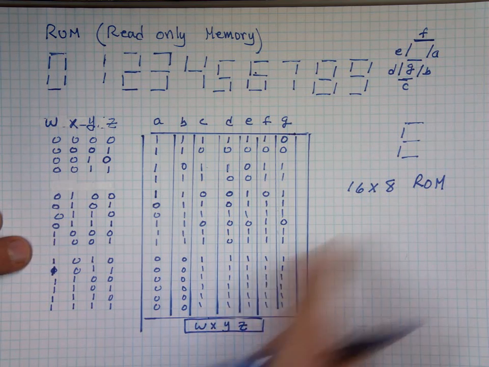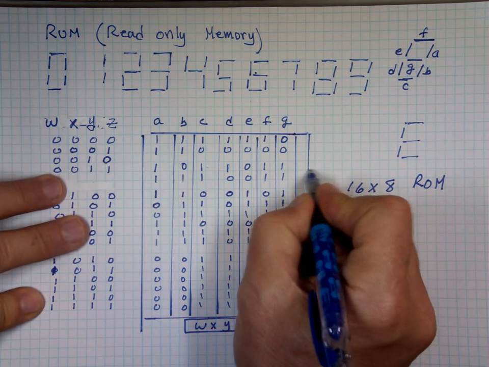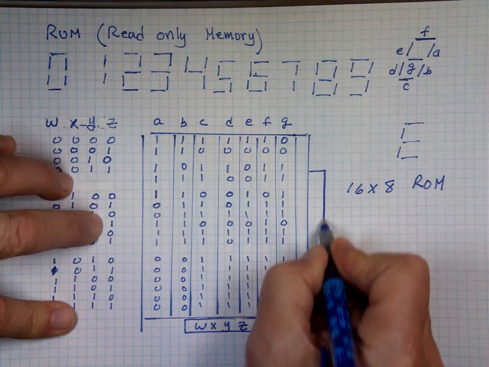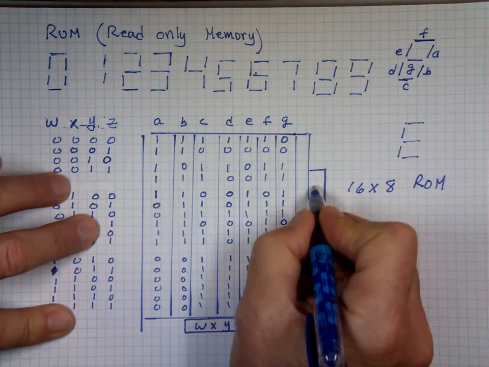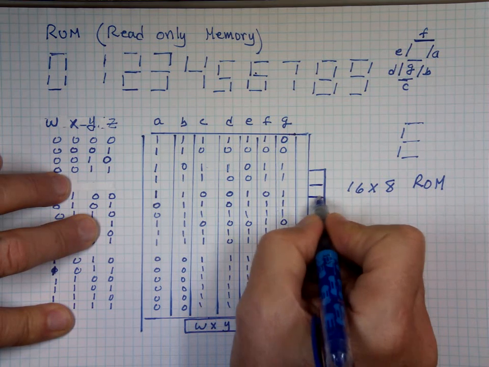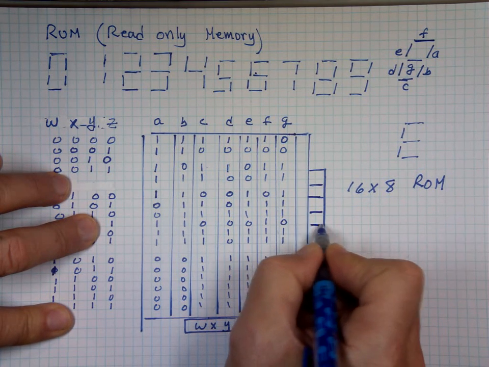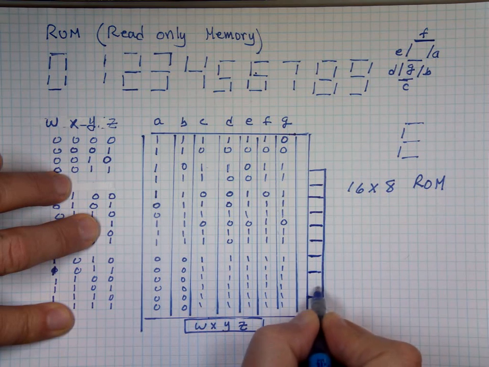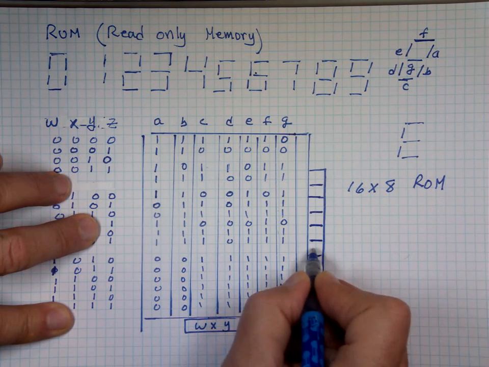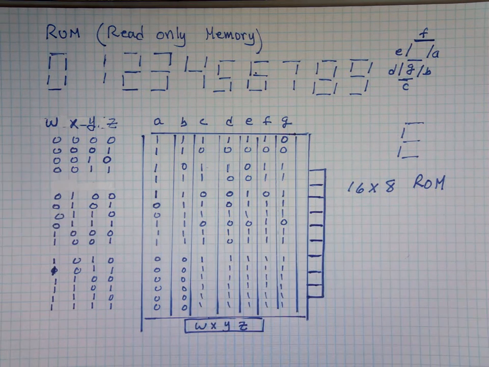And this 16 by 8 is going to have 8 slots here for your output. 1, 2, 3, 4, 5, 6, 7, 8. 1, 2, 3, 4, 5, 6, 7, 8, 9. We got 9. Delete 1.